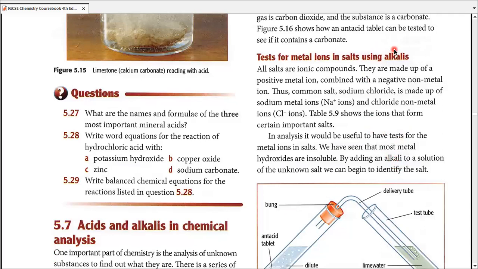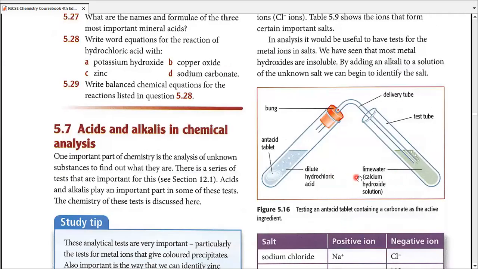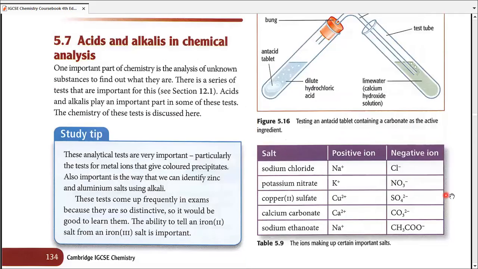But that only clarifies the negative part, or the anion, of the substance. Because carbonate is the negative part of the substance, there must be a positive ion over here, and the chances are it would be a metal cation. So for testing for metal ions in salts, we use alkalis. And that's one of the most important chemical analysis parts. This is the reaction for passing the gas through lime water and the lime water turning cloudy.